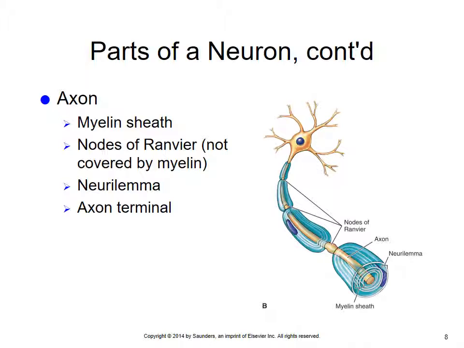So the myelin insulates and protects the axon. And the formation of myelin differs in the peripheral nervous system and the central nervous system.